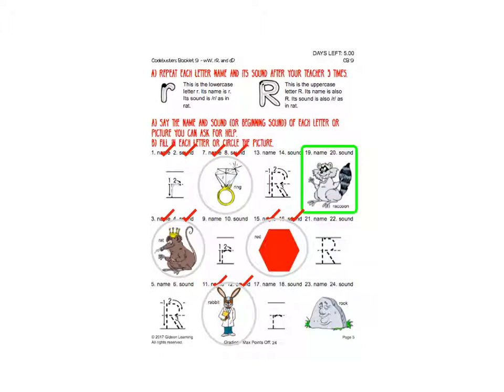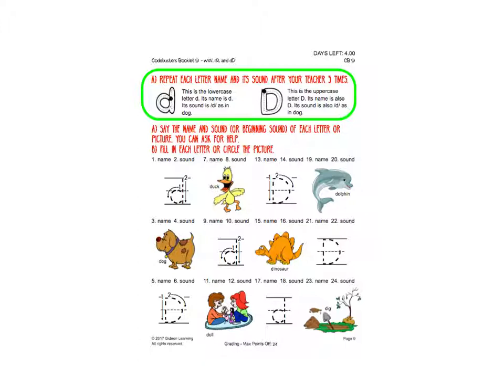This is a ring. The beginning sound is R. And now we can circle it. This is a rabbit. The beginning sound is R. And now we can circle it. This is the color red. The beginning sound is R. And now we can circle it. This is a raccoon. The beginning sound is R. And now we can circle it. This is a rock. The beginning sound is R. And now we can circle it. Now we'll move on to our last letter.